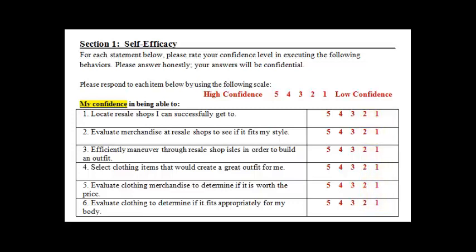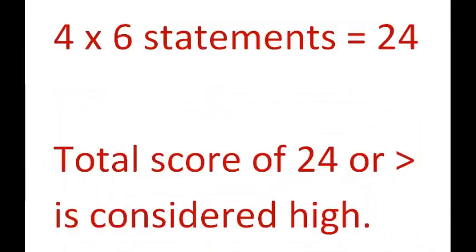So if you actually take 4 times 6, because there's 6 statements, you get a total of 24. So we're going to create our first range at the benchmark of 24. So those respondents who received a total score of 24 or higher on the self-efficacy portion of your overall instrument, if they received a 24 or higher, then we're going to put them in the high self-efficacy group.